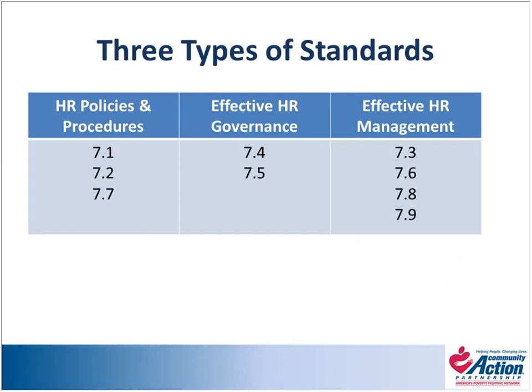As we're getting into category 7 and looking at the 9 standards within this category, Wipfli has split up some of their resources into 3 different categories. We feel that's helpful to be able to break it down in these different categories. So looking at HR policies and procedures, 7.1, 7.2, 7.7 all relate to that. 7.4 and 7.5 relate to effective HR governance. And then 7.3, 6, 8, and 9 all relate to effective HR management.